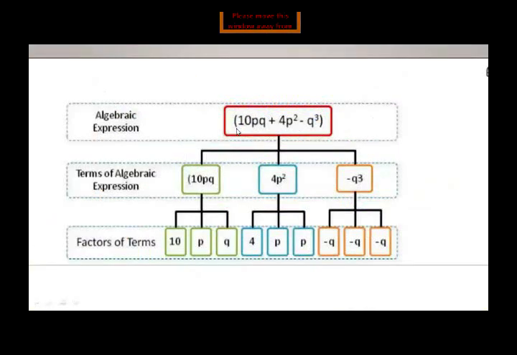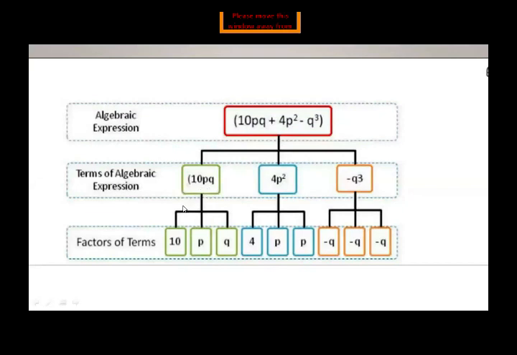Now we have another example, that is 10p cube plus 4p square minus q cube. This is an algebraic expression. The algebraic expression can be written as 10p cube, 4p square, minus q cube. Here no sign is given, so we understand that there is a plus sign. So they are known as terms of algebraic expressions.